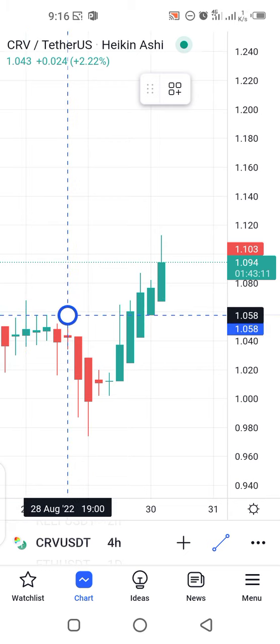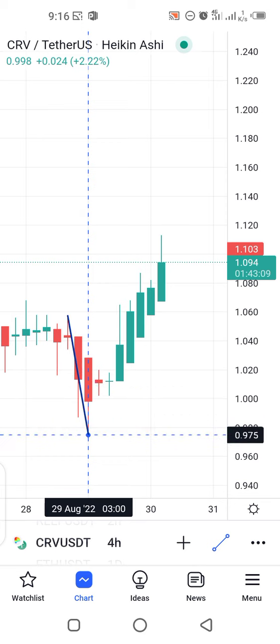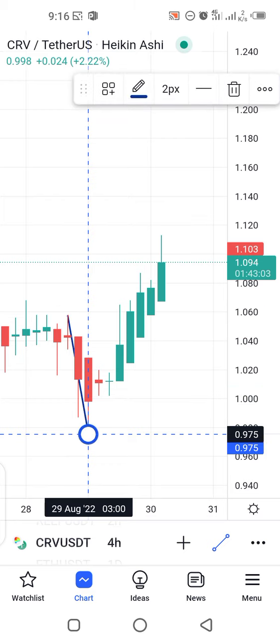And this is the higher high. And then you touch the lower low, this lowest point here. So in this scenario, you have identified that in this small portion here, there was a downward trend.